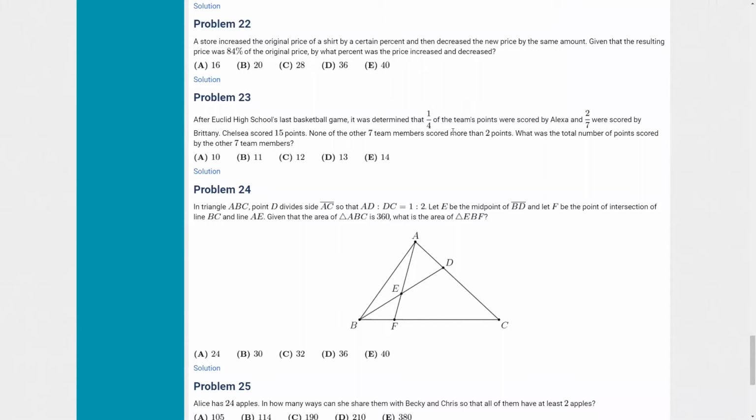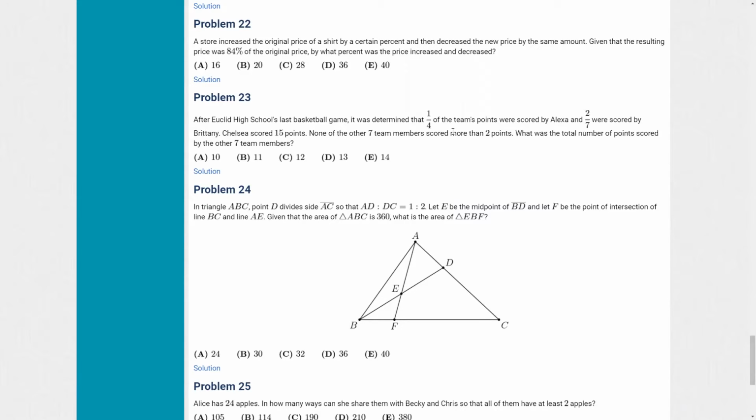So we've got problem number 22. A store increased the original amount of a shirt by a certain percent and then decreased the new price by the same amount. Given that the resulting price was 84% of the original price, by what percent was the price increased and decreased? So that's a very interesting concept.